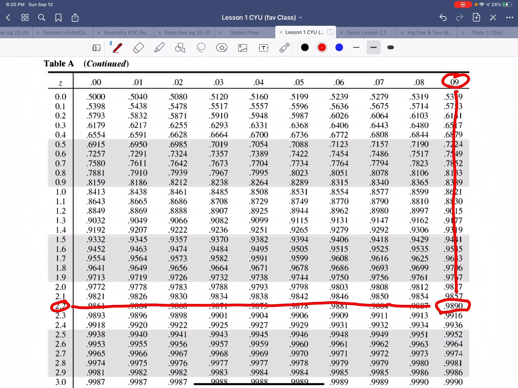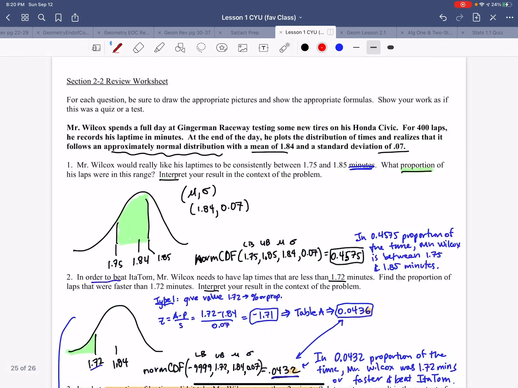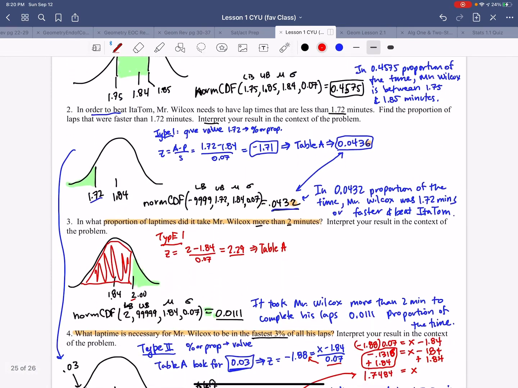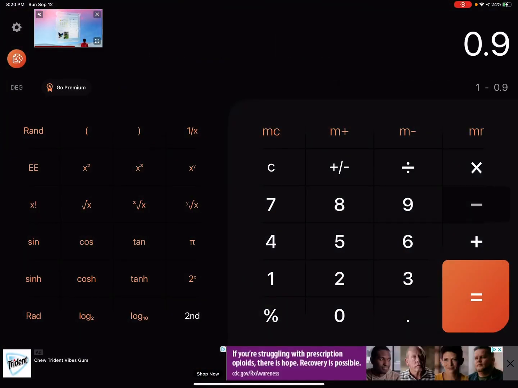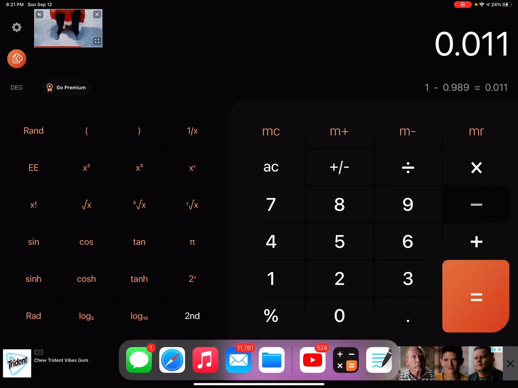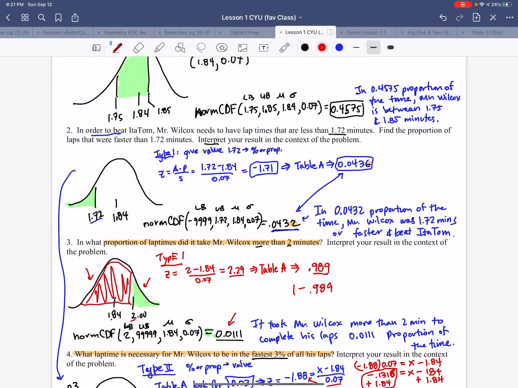0.989. But I don't want that number. Again, that's the area here, and I want theirs. So I just have to get my final answer. I do 1 minus 0.989. Ooh, 0.011, looking good. Pretty much got the same answer.